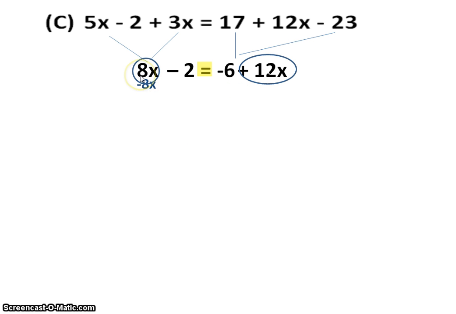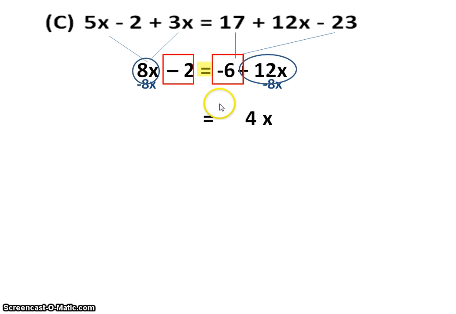So if I eliminate the 8x by subtracting 8x, I have to subtract 8x to the right-hand side. So 8x minus 8x, that will cancel out. On the right-hand side, I have 12x minus 8x. That will come out to be 4x. I do have a like term on the left-hand side, which is minus 2, and a like term on the right-hand side, which is negative 6. But again, the equal sign is separating those.